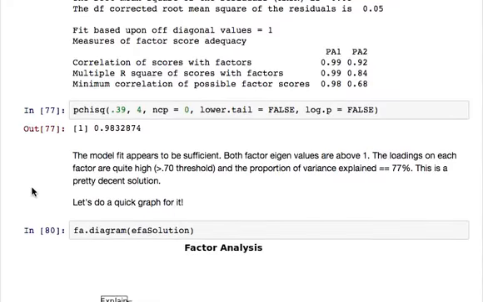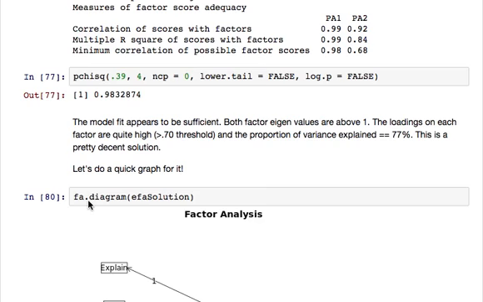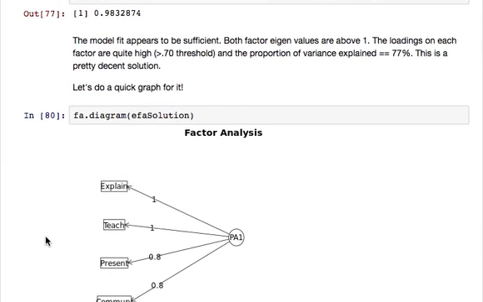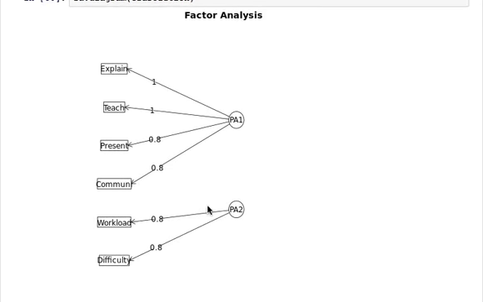So we can graph this using fa.diagram with the EFA solution, and what we'll get is principal axis 1 and principal axis 2, our new factors, and they're causing their respective items. Factor loadings are going to be displayed right here. Typically we mark the factors with circles and observed variables with squares.